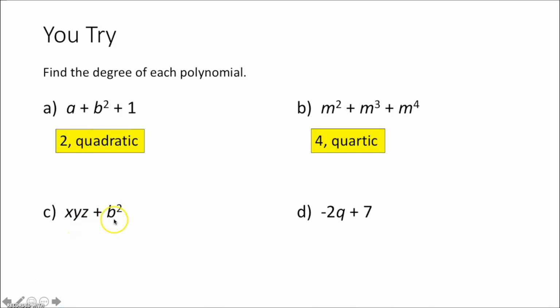Here we have 2 terms, and this one is degree 2. This one is technically degree 3, right? X to the 1st, y to the 1st, z to the 1st. So if we add those together, that's degree 3. So this would be a 3rd degree or cubic binomial. And then lastly, we have q to the 1st, and then 7. This is technically 0 degree. It's a constant, and this is the 1st degree. So this is a 1st degree or linear binomial.